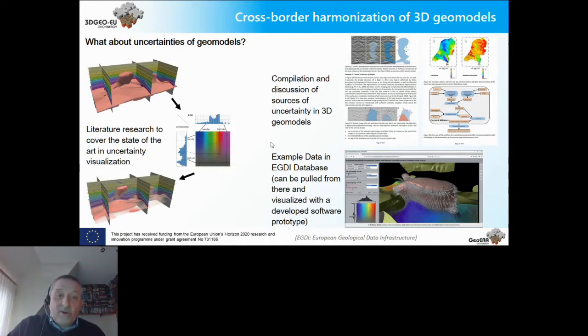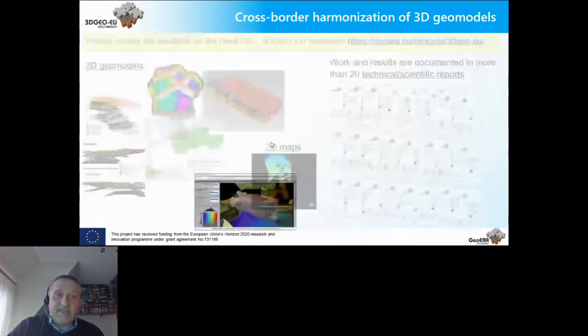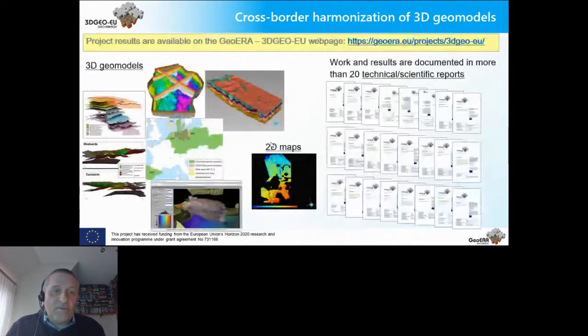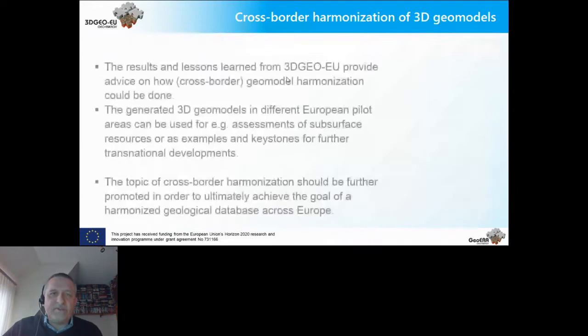Before we come to the final slide, I just want to give you an overview of the resulting products. Again, we have created several 3D geomodels in several areas of Europe, but we also created 2D maps, for example thickness maps, but also harmonized maps. And the work and the results are documented in detail in more than 20 technical scientific reports, which are all available on the GeoERA 3D GeoU webpage.